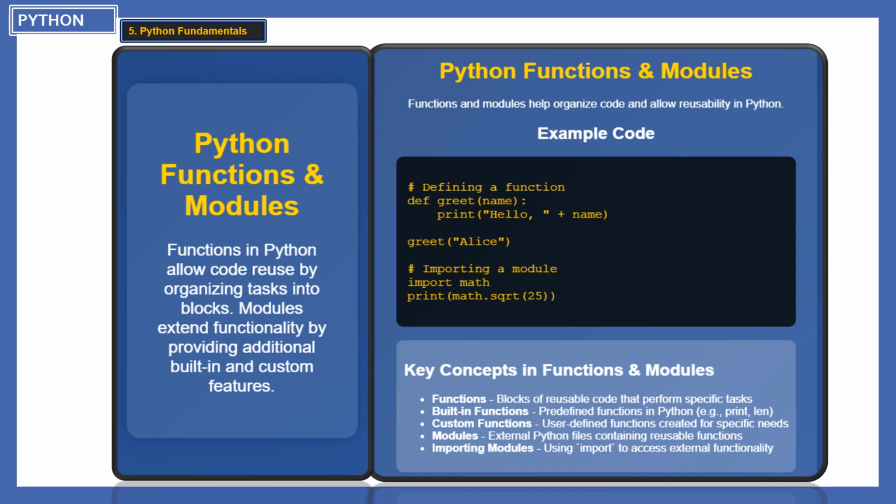Python functions and modules. Functions and modules help organize code and allow reusability in Python. They make programs more structured and efficient. Functions. A function is a block of reusable code that performs a specific task. For example, if a function is created to display a greeting, it can be used multiple times without rewriting the same code. Built-in and custom functions.